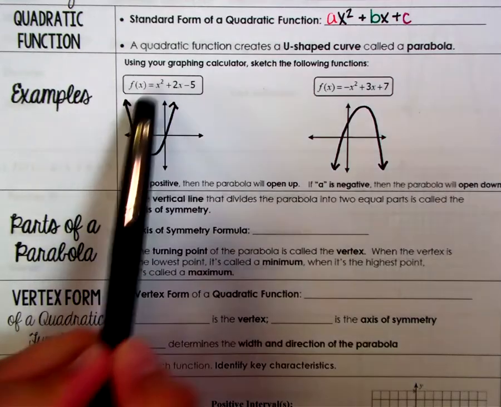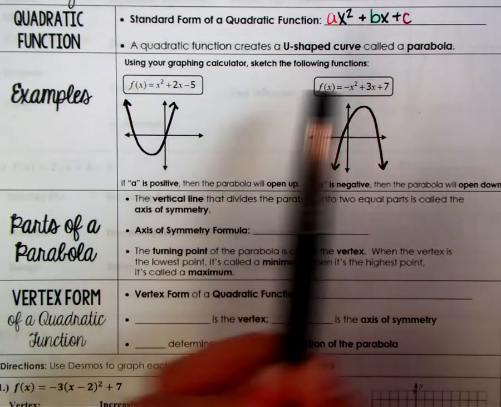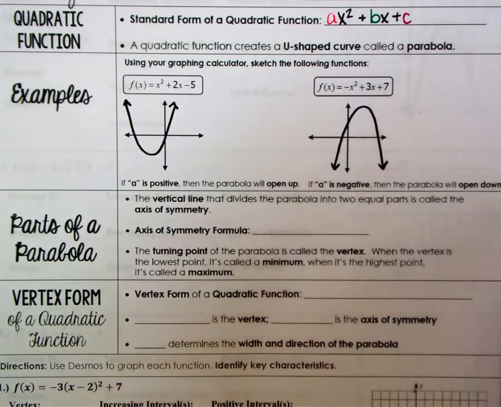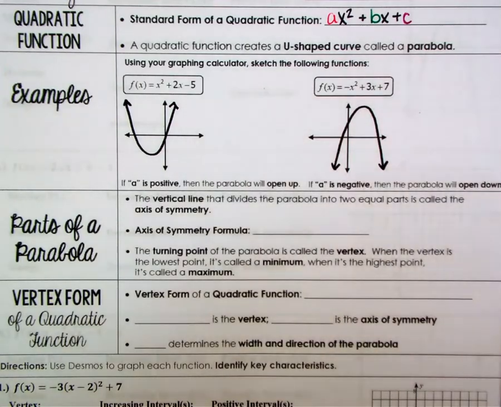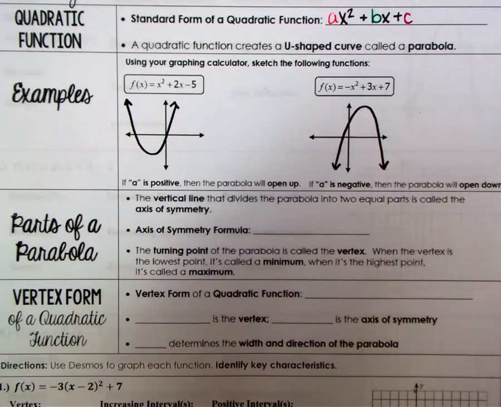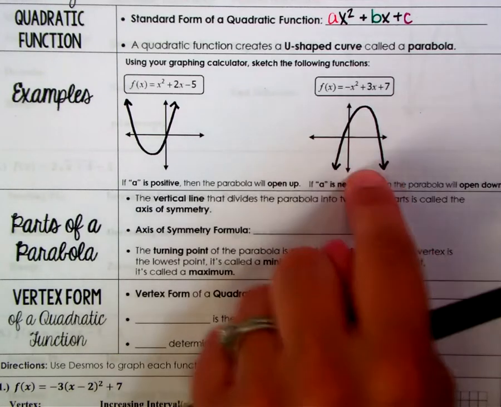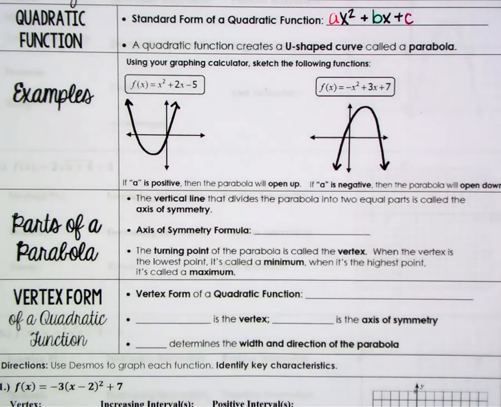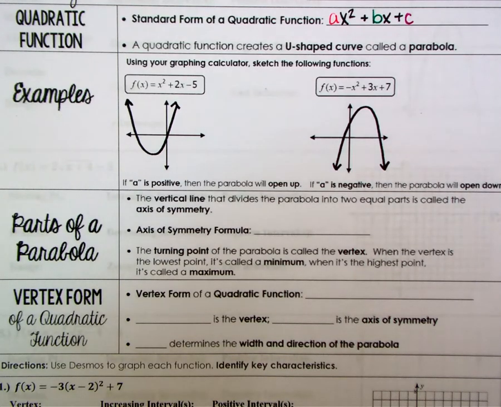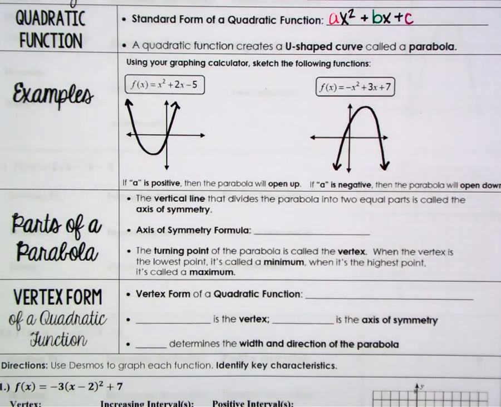And so this A value in front over here is a positive 1. The A value over here is a negative 1. This little blurb down here tells me if A is positive, the parabola will open up. If A is negative, then the parabola will open down. So just like over here. So with the parabola, we've got some different things that we can identify. The vertical line that divides the parabola into two equal parts is called the axis of symmetry.